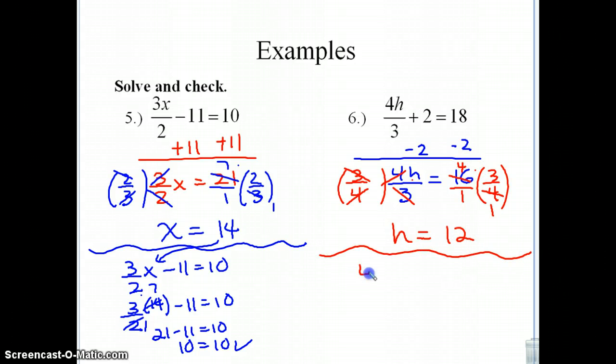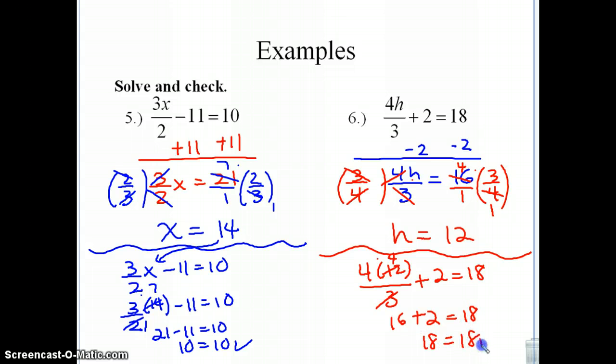I check this. 4 times 12 over 3 plus 2 equals 18. I cancel the 3 and the 12. So now I have 4 times 4, which is 16 plus 2 equals 18. 18 equals 18, and it checks. That is the end of your notes.